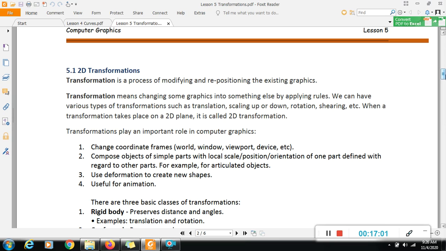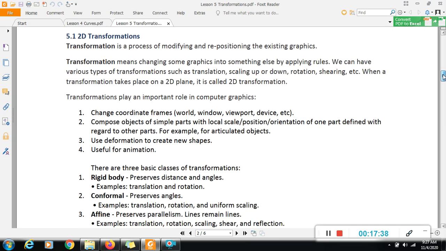In other words, from one matrix value into another matrix value. Same case for vectors, either by addition, or by multiplication, which is scaling up or down, or by rotating, that means adding a new angle, or by shearing, holding some of the coordinates at a specific base location and changing the other coordinates in order to implement shearing. When a transformation takes place on a 2D plane, it is called a 2D transformation, and we also have 3D.